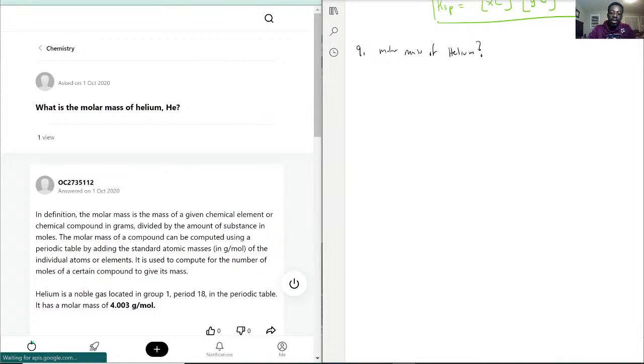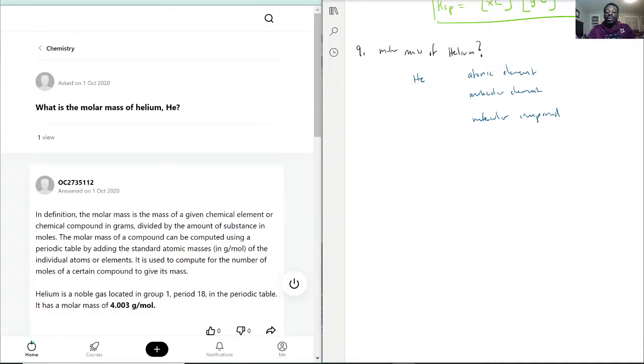Just as we did with the other question, we first have to figure out what helium prefers to be. Is helium going to be an atomic element, a molecular element, or a molecular compound? For this, once again, unfortunately, you kind of have to memorize it to be able to navigate it.